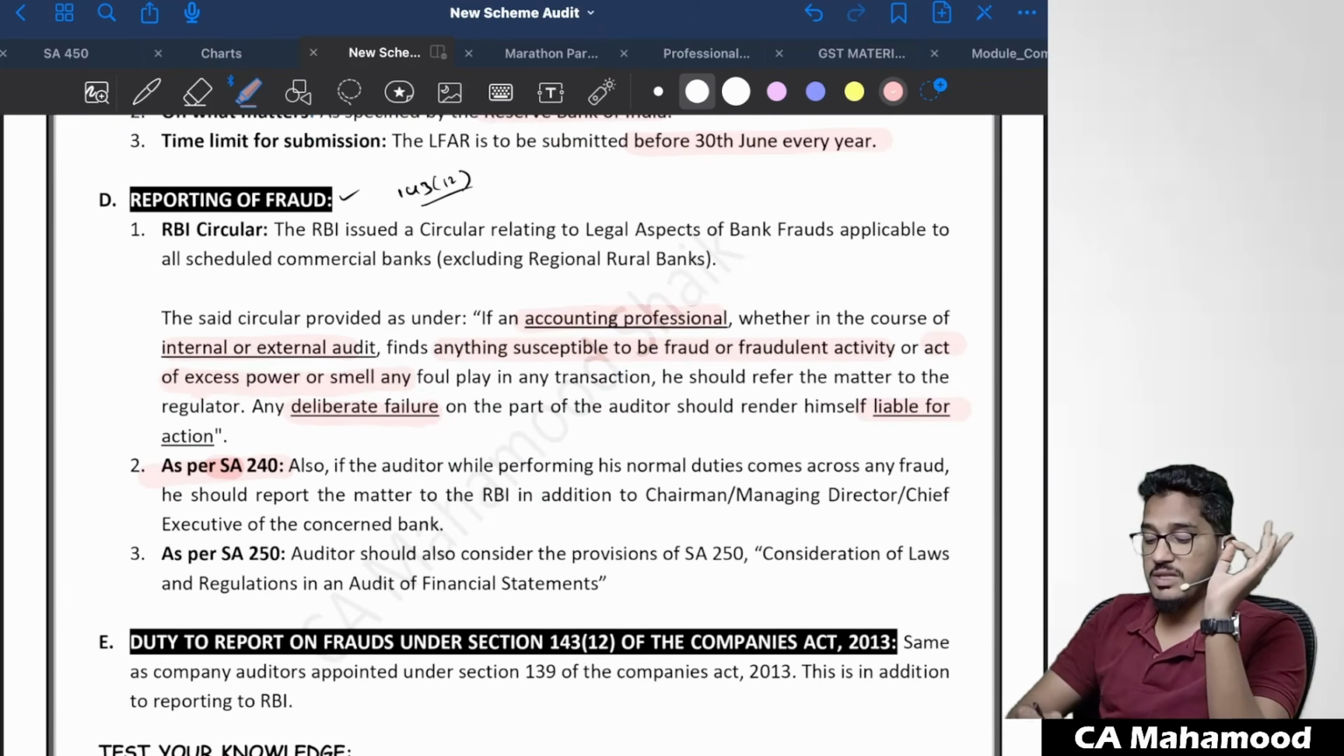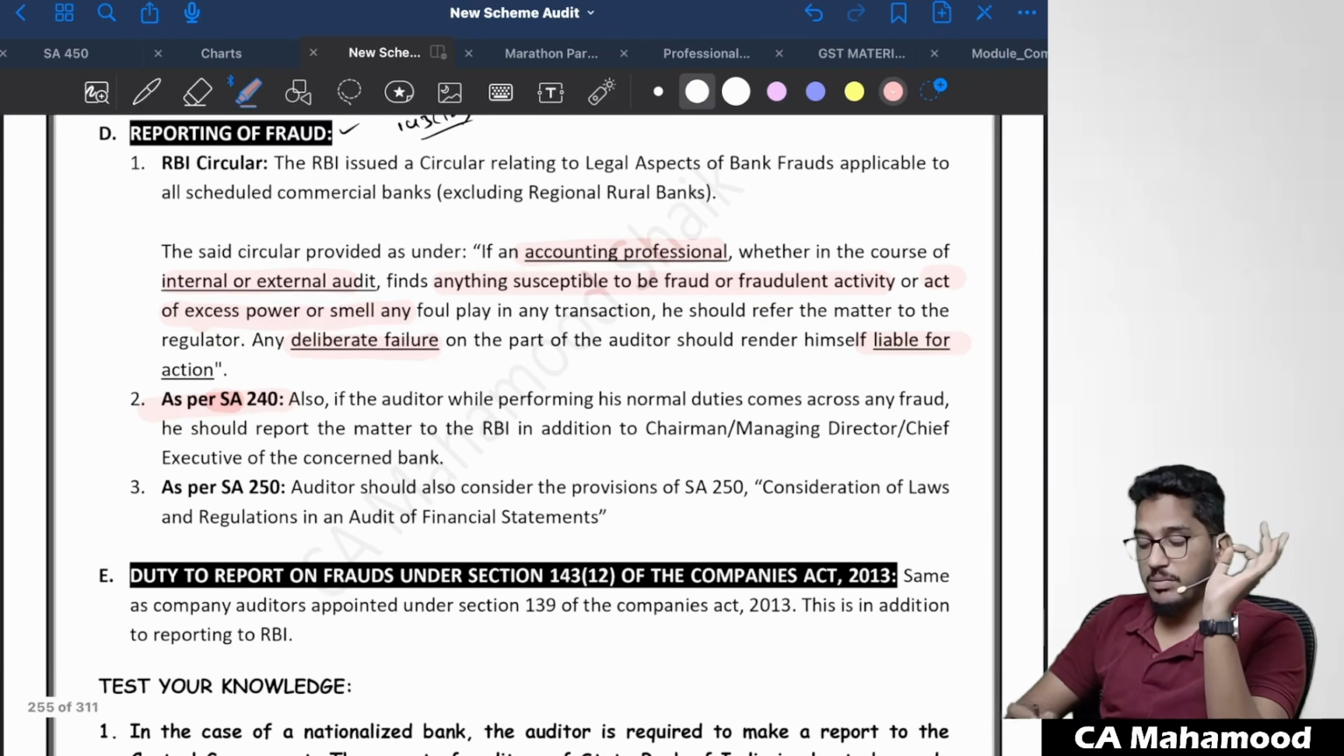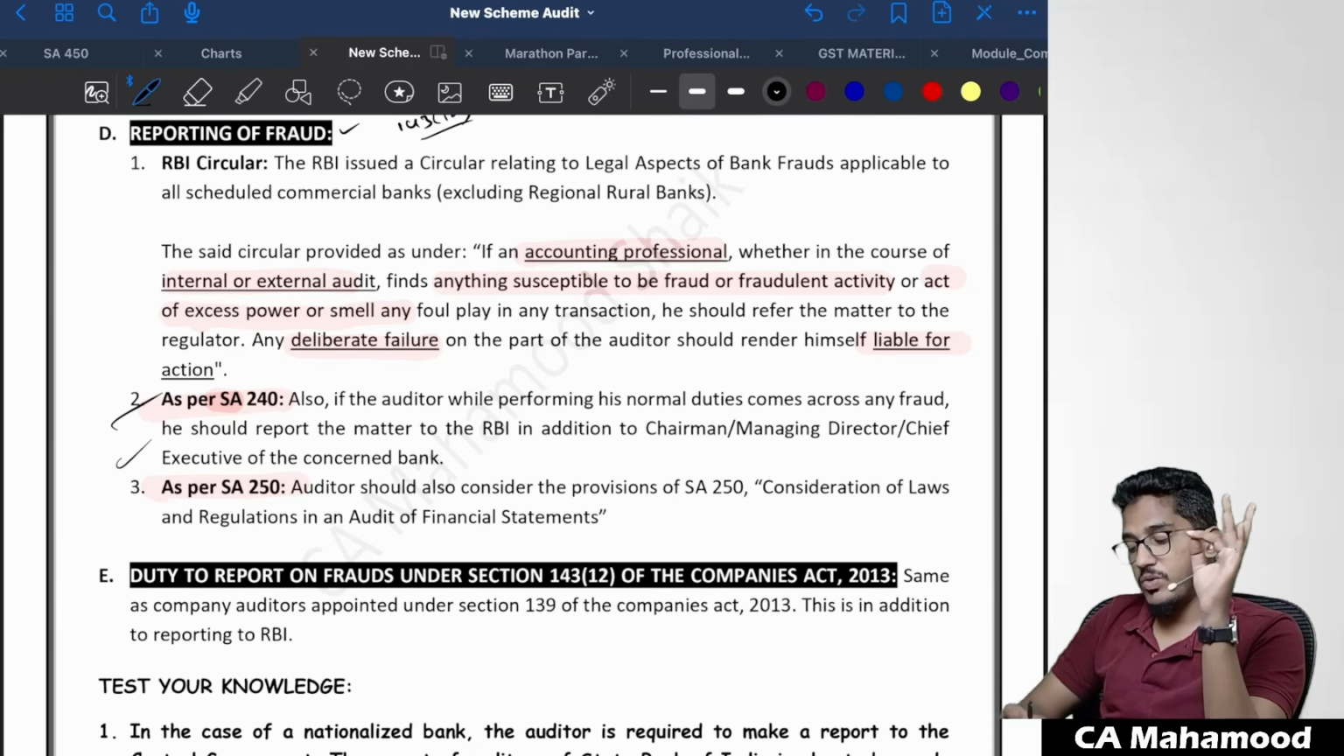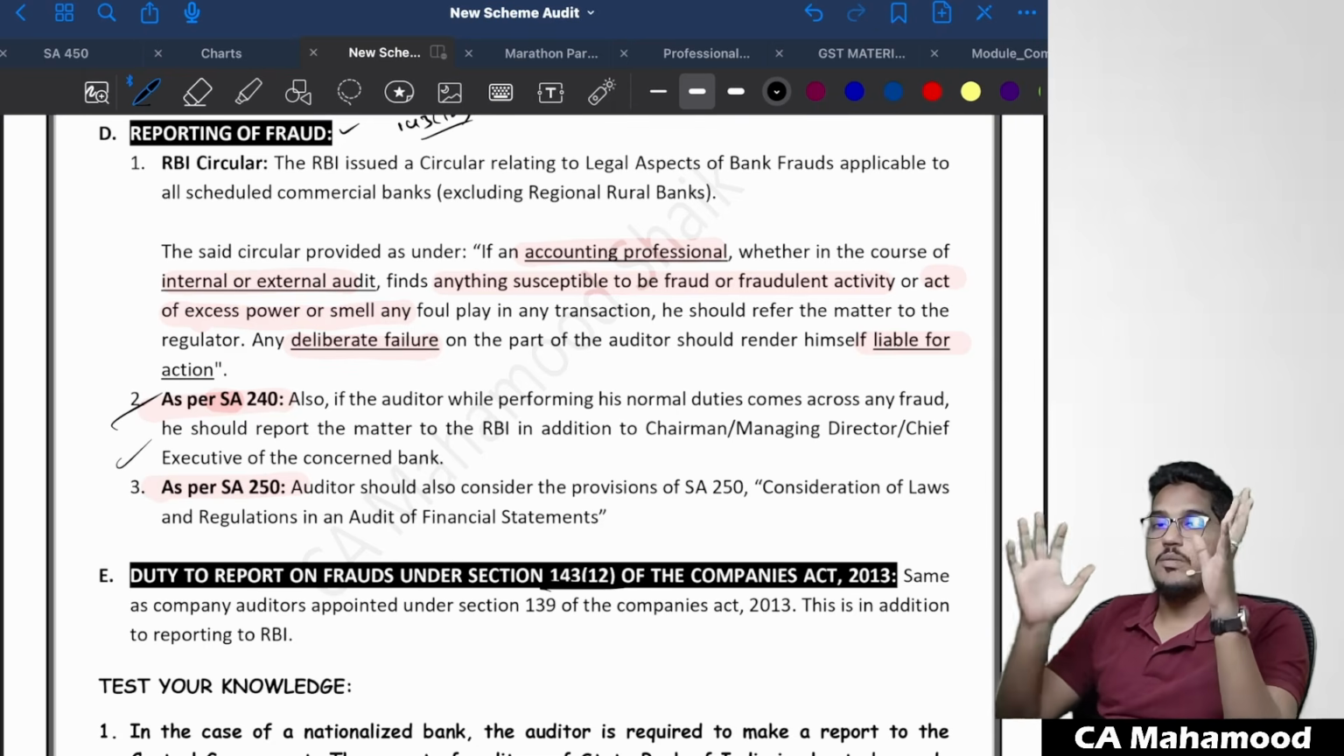Even SA 240 says that, and whatever reporting requirements are there as per SA 240, you also have to fulfill. SA 240 is the standard talking about fraud and related matters. We will learn this at the CA final level. I will teach you this at the CA final level. So even the reporting requirements under SA 240 you have to comply with. In addition to that, you have to check compliance with laws and regulations as per SA 250. These two standards we will discuss at the CA final level. And in addition to reporting of fraud to the RBI, you are required to report the fraud to the central government under 143 subsection 12. That 143 subsection 12 reporting requirement will also be applicable.